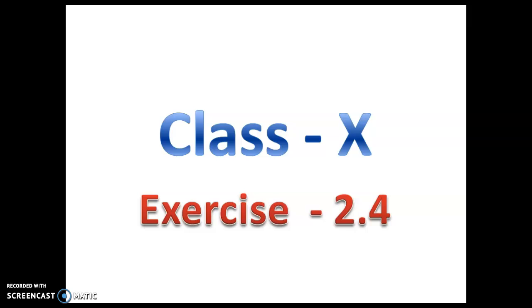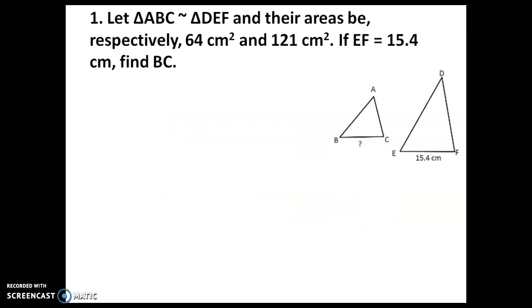Hello students, in this video let us learn exercise 2.4. This exercise is based on the theorem of areas of similar triangles. Okay, so first problem: let triangle ABC be similar to triangle DEF and their areas be respectively 64 cm² and 121 cm². If EF is equal to 15.4 cm, find BC.